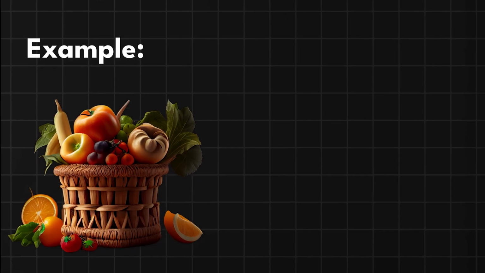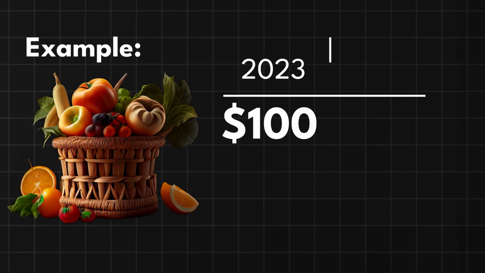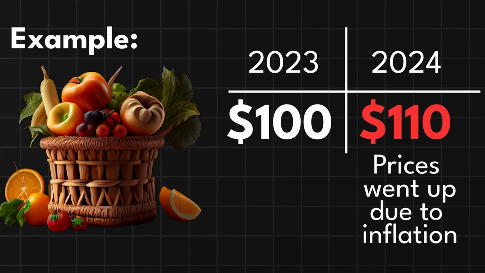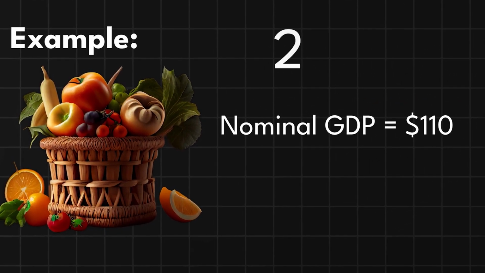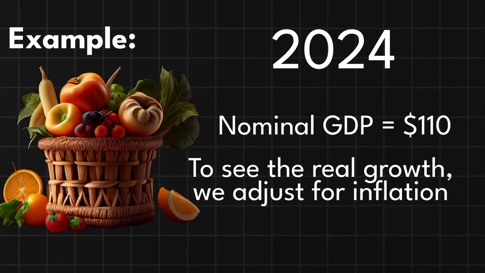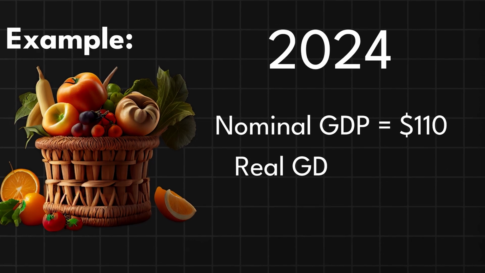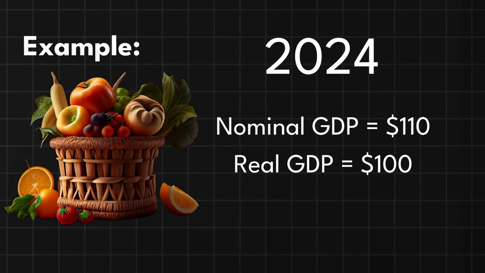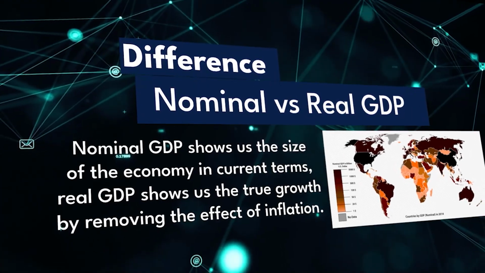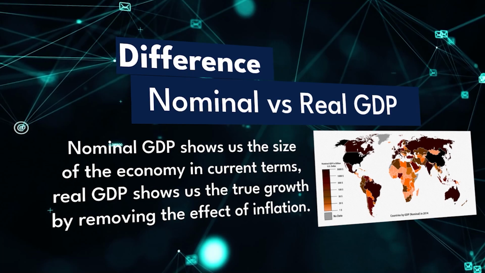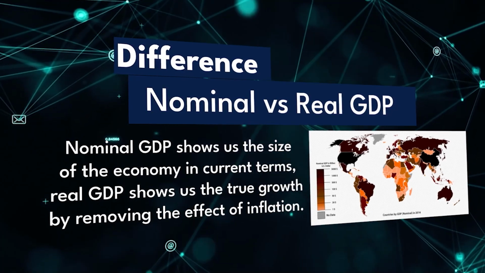Let's see an example on this. Imagine you have a basket of fruits that cost $100 in 2023. In 2024, the same basket costs $110 because prices went up due to inflation. The nominal GDP would show $110 for 2024. But to see the real growth, we adjust for inflation and find that real GDP is still $100, indicating no real growth in the quantity of fruits, just higher prices. While nominal GDP shows us the size of the economy in current terms, real GDP shows us the true growth by removing the effect of inflation.